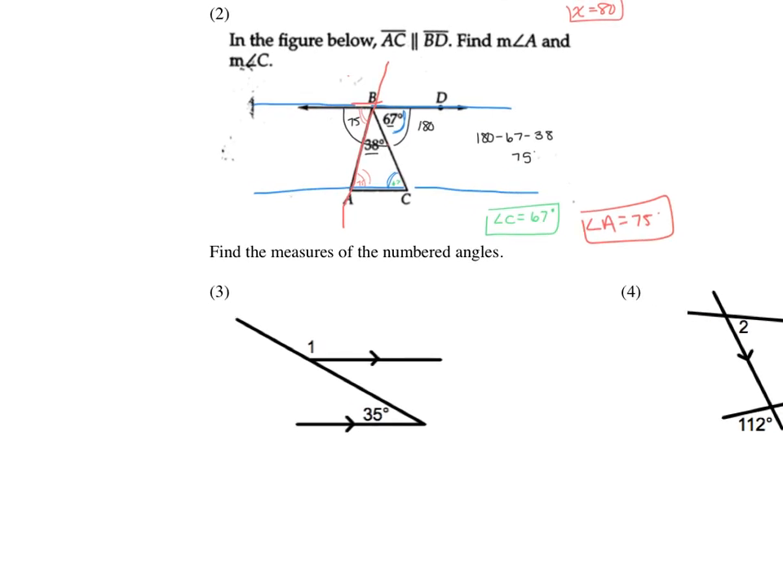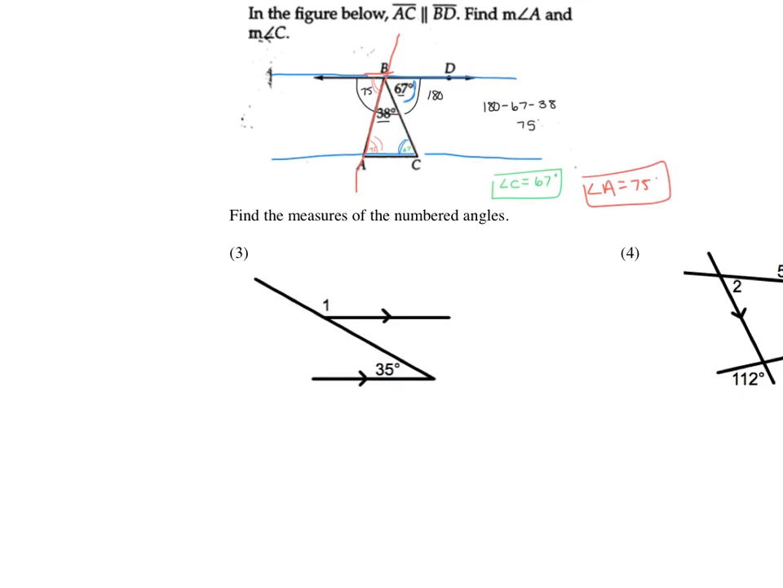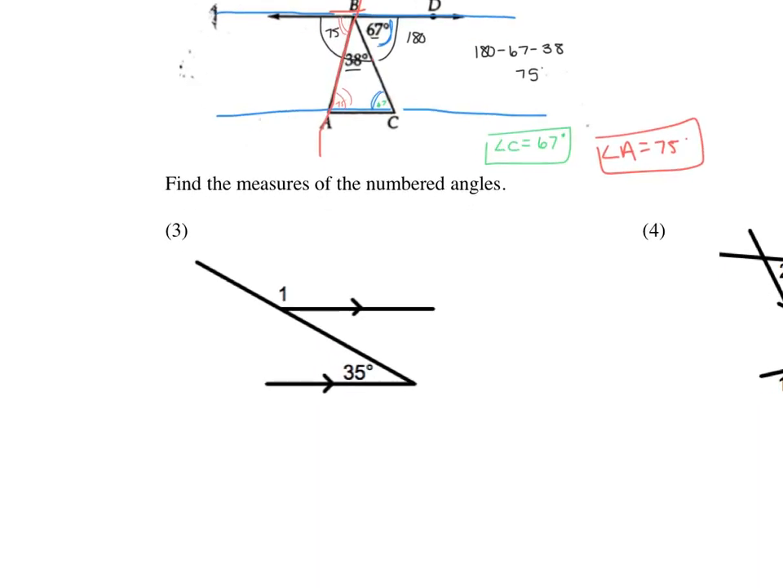Now let's go to our next example. I know that I have a 35 degree angle, so I want to find the measure of my numbered angles. I'm not saying that this is 1 degree, I'm saying that's angle 1. So what we're going to do right now is we're going to extend our parallel lines. This little arrow on it means that this line is parallel to this line, so I'm going to extend those lines. I'm going to use blue.